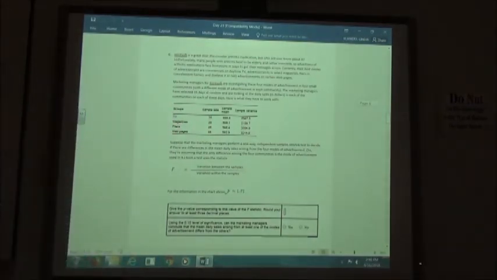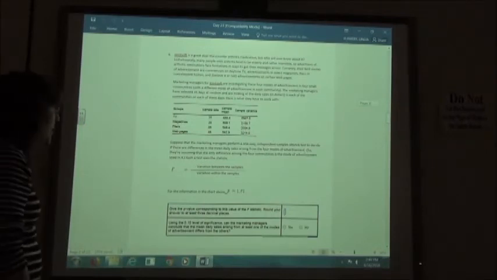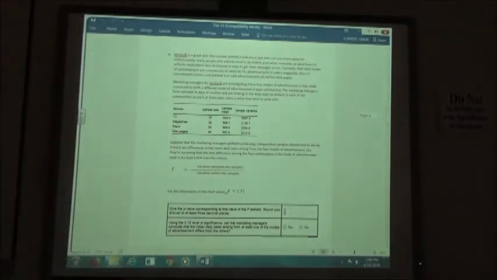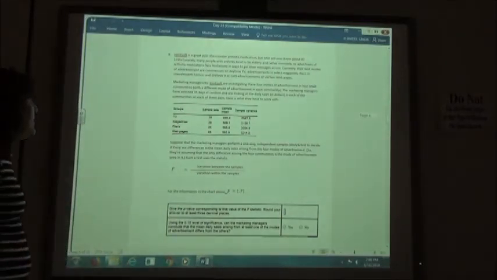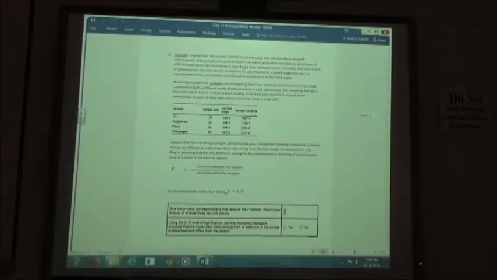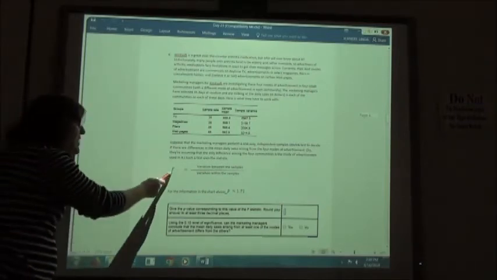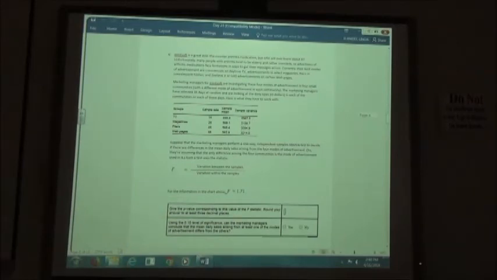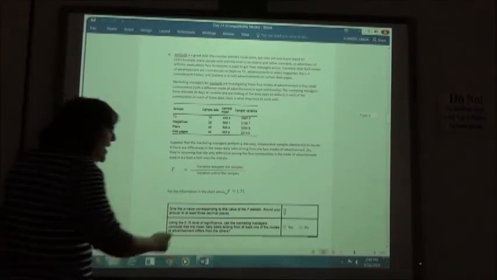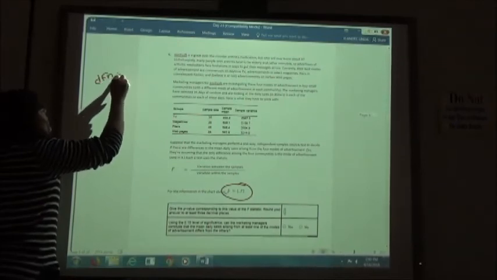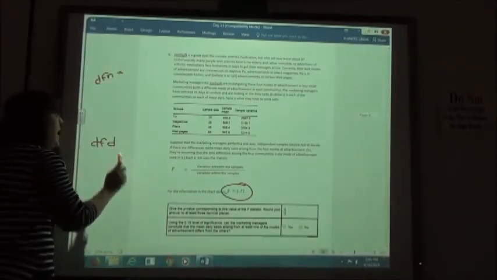It says, suppose that the marketing manager performs a one-way independent sample ANOVA test to decide if there are differences in the mean daily sales arising from the 4 modes of advertisement. So they're assuming that the only differences among the 4 communities is the mode of advertisement used in it, and they're going to use the F statistic. Again, they've already calculated the variation between the samples and the variation within the samples and come up with your value for your F test. So we need to know the degree of freedom in the numerator and the degree of freedom in the denominator.